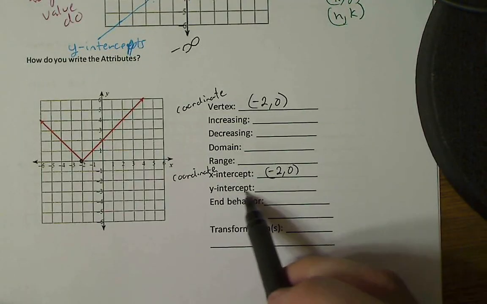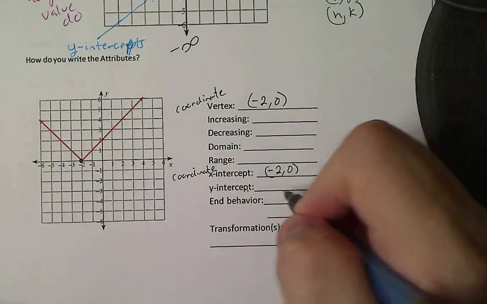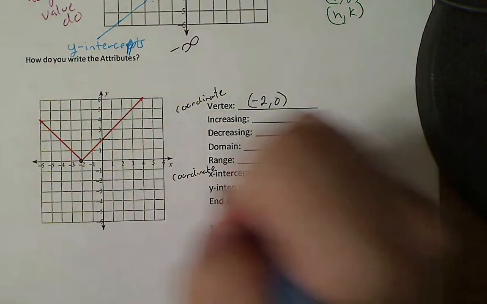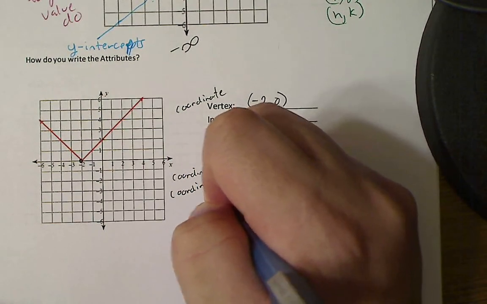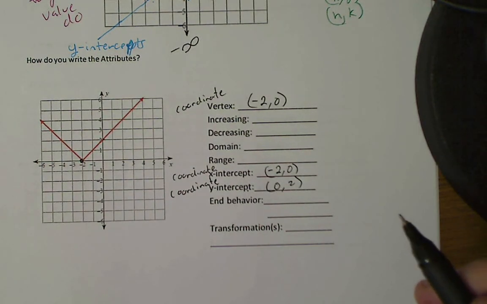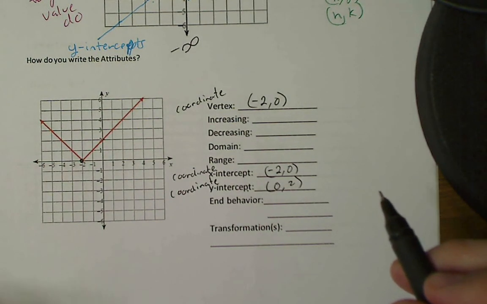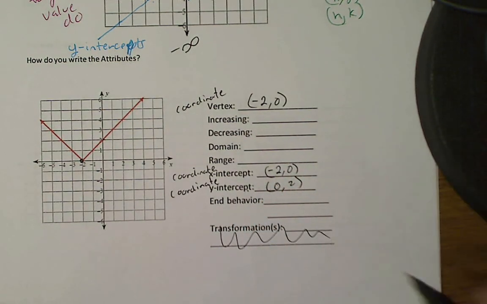My y-intercept, again, if I look here, crosses right here at this point, which happens to be (0, 2), and it's also written as a coordinate. Now, one thing I'll say about x-intercepts is that you may not always have one, okay? You'll see one of those in one of the examples or in your assignment, depending on what you're doing. We're not going to do transformations right now. I don't know why I left that on there.